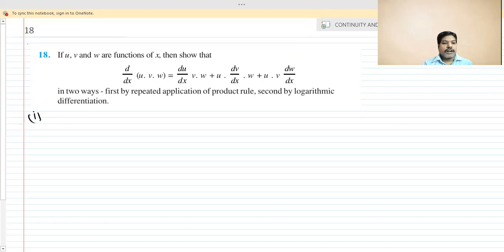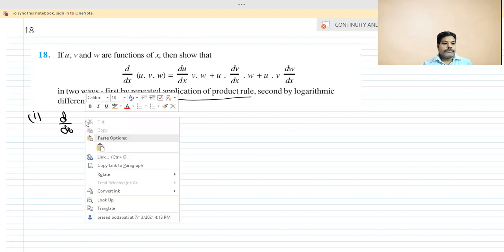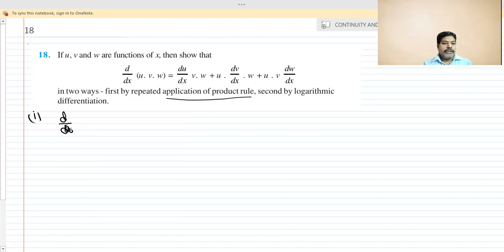In the first one, I will take the application of the product rule. I will use this. So how to apply this? First, the derivative of u v w, I will write that.